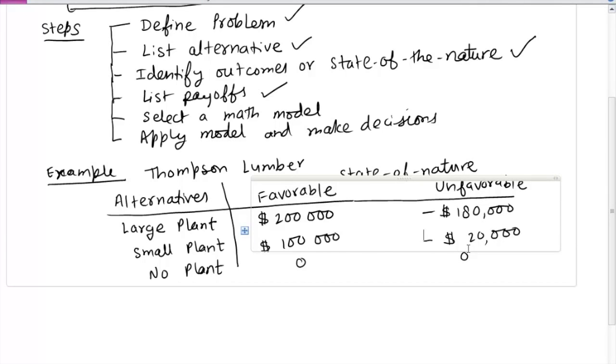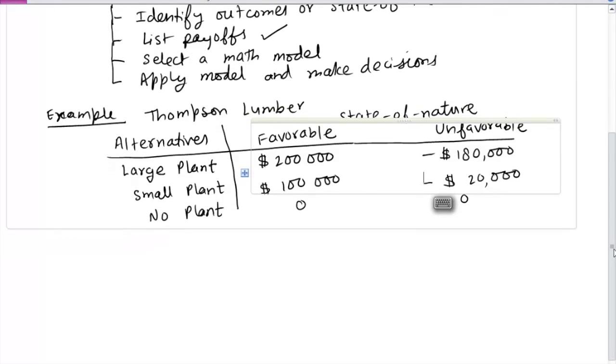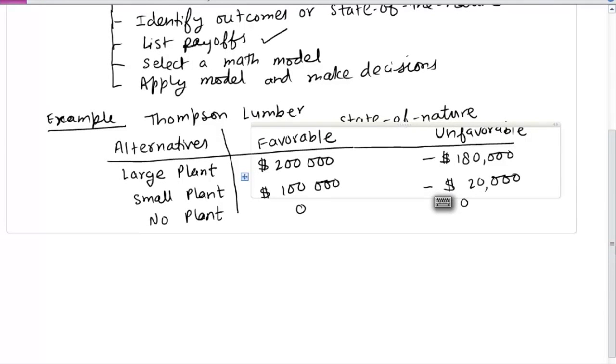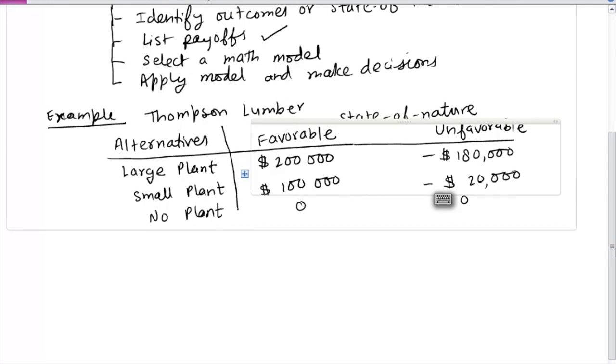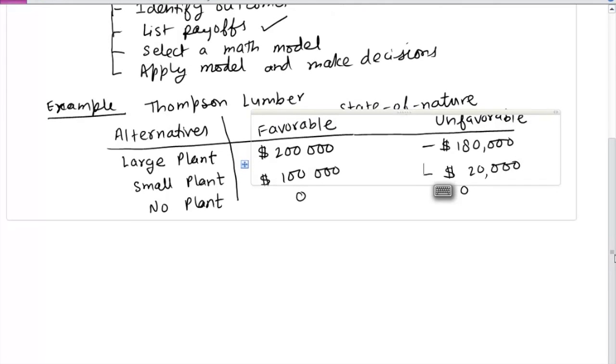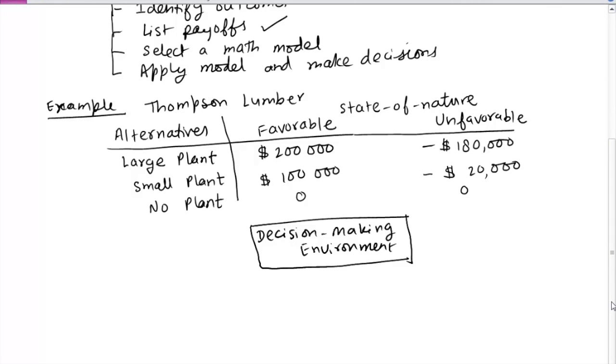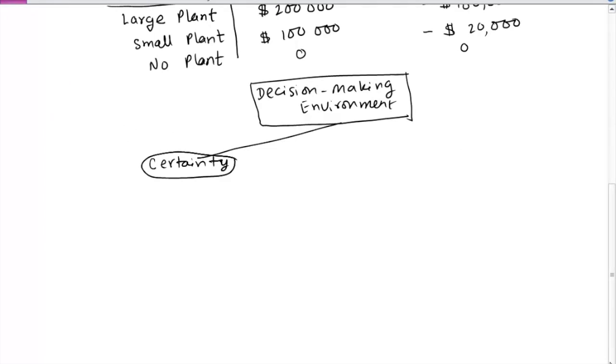That is listing payoffs. Now, depending on the situation, one may select a particular math model and also apply the model. So we'll spend more time on that as we go forward. In a way, actually, that also depends on what is the decision-making environment. So in fact, there are three different decision-making environments. Certainty. So certainty means that we know for sure what will be the outcome.